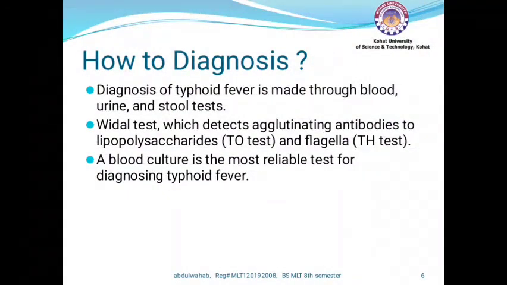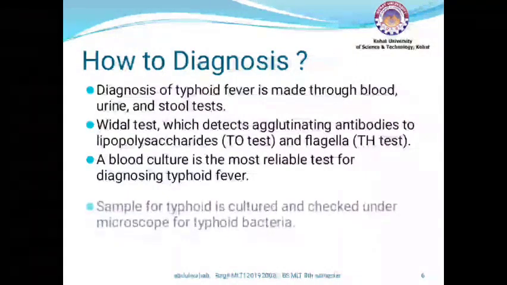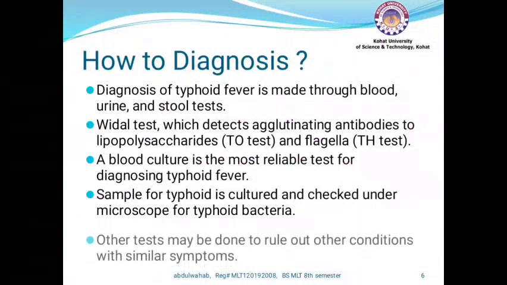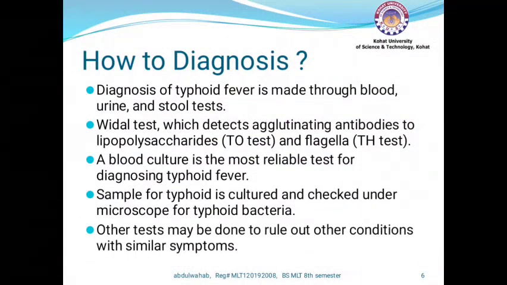How do we perform blood culture? A sample is taken for typhoid culture and checked under the microscope for typhoid bacteria. We take blood from the patient and make a culture for checking typhoid bacteria inside the blood. Other tests may be done to rule out other conditions with similar symptoms. Meaning if we have any other condition, we will need more different tests.